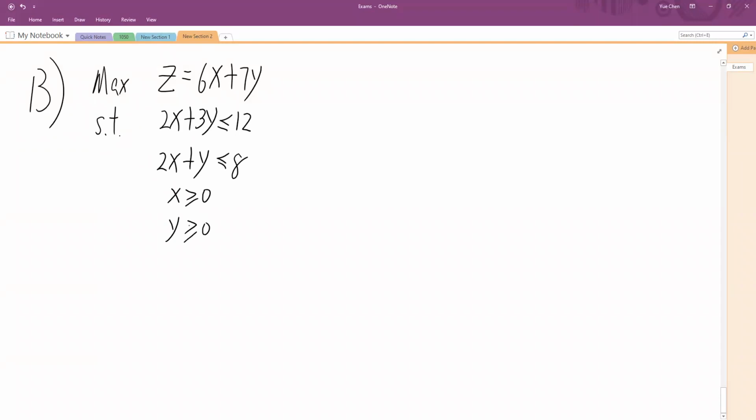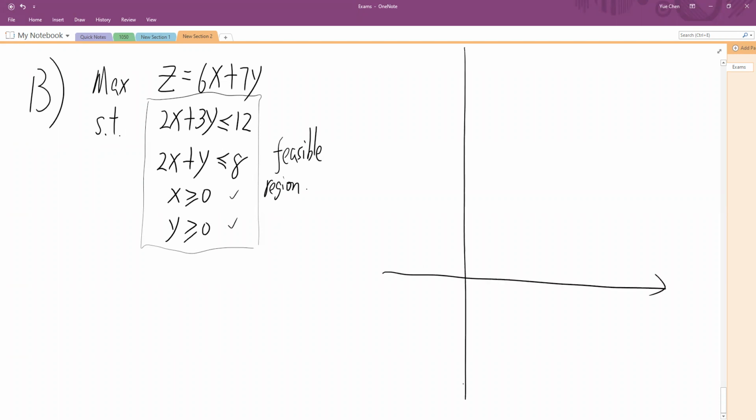Okay, so we need to draw the graph, right? This is called the feasible region, right? We need to look at the feasible region. Okay, so let's start from the easiest ones, right? These two are the easiest ones. x greater than or equal to 0, y greater than or equal to 0. Okay, it must be in the first quadrant, which is here, right? So we draw all the graph in this first quadrant.